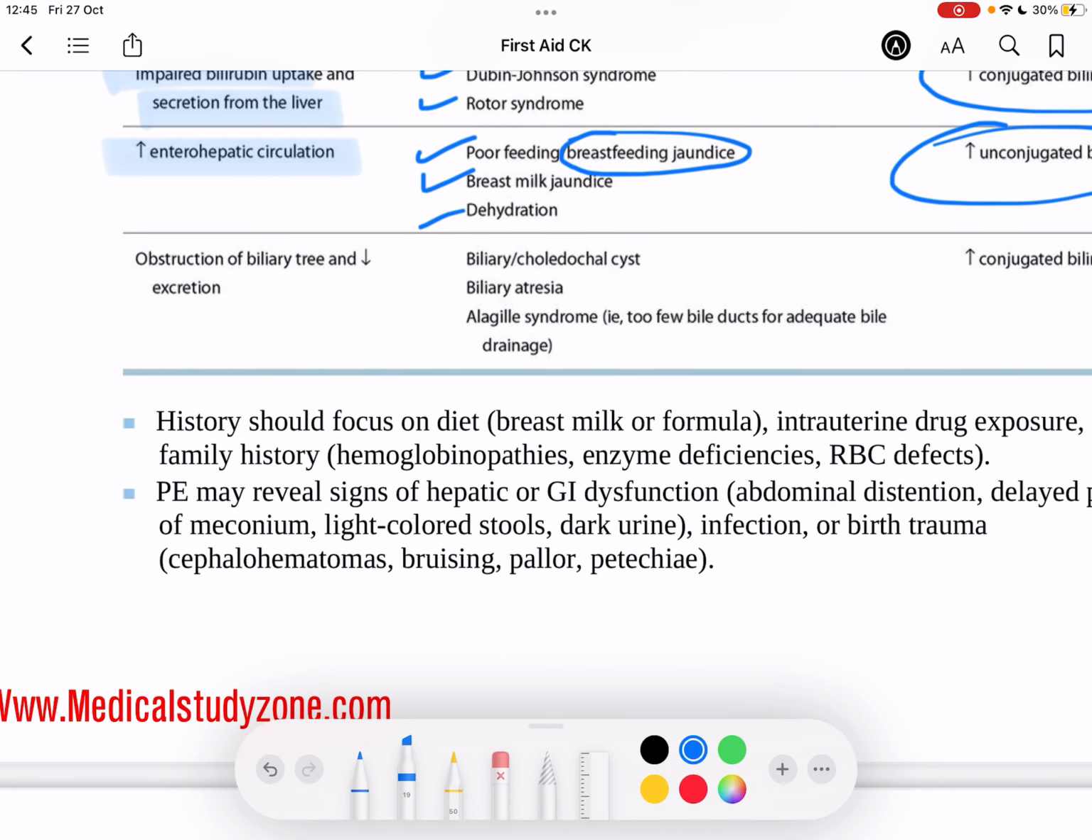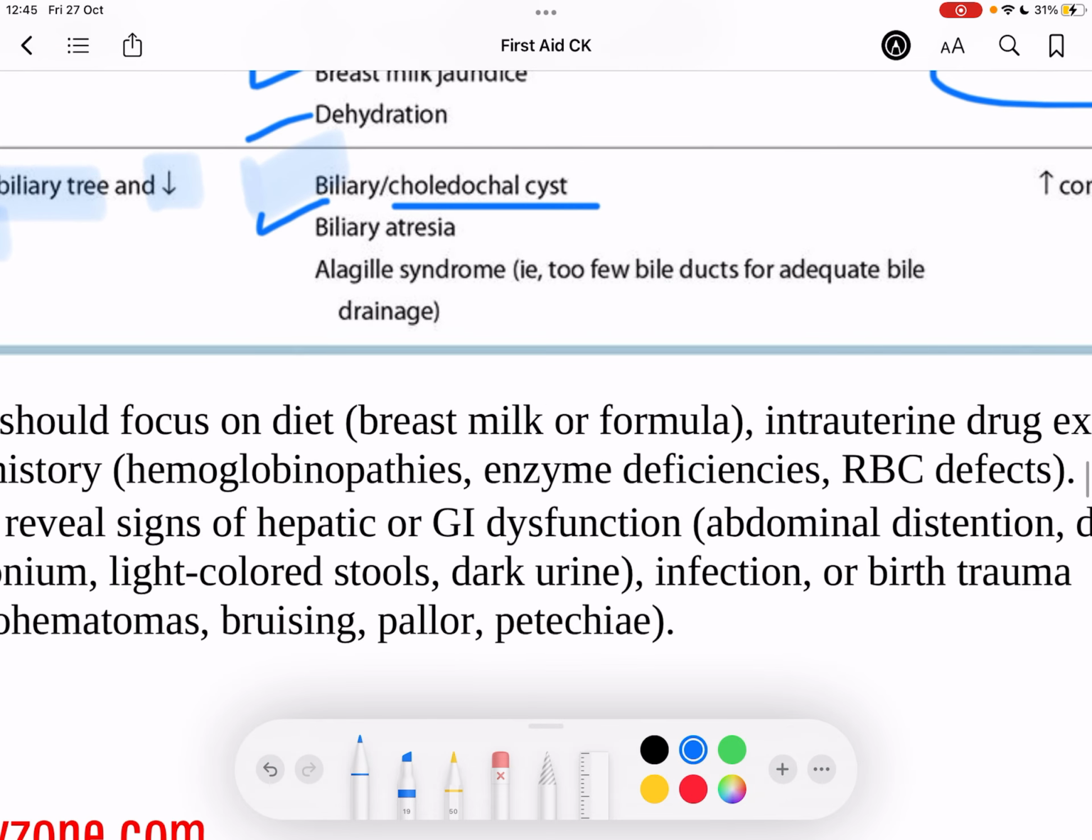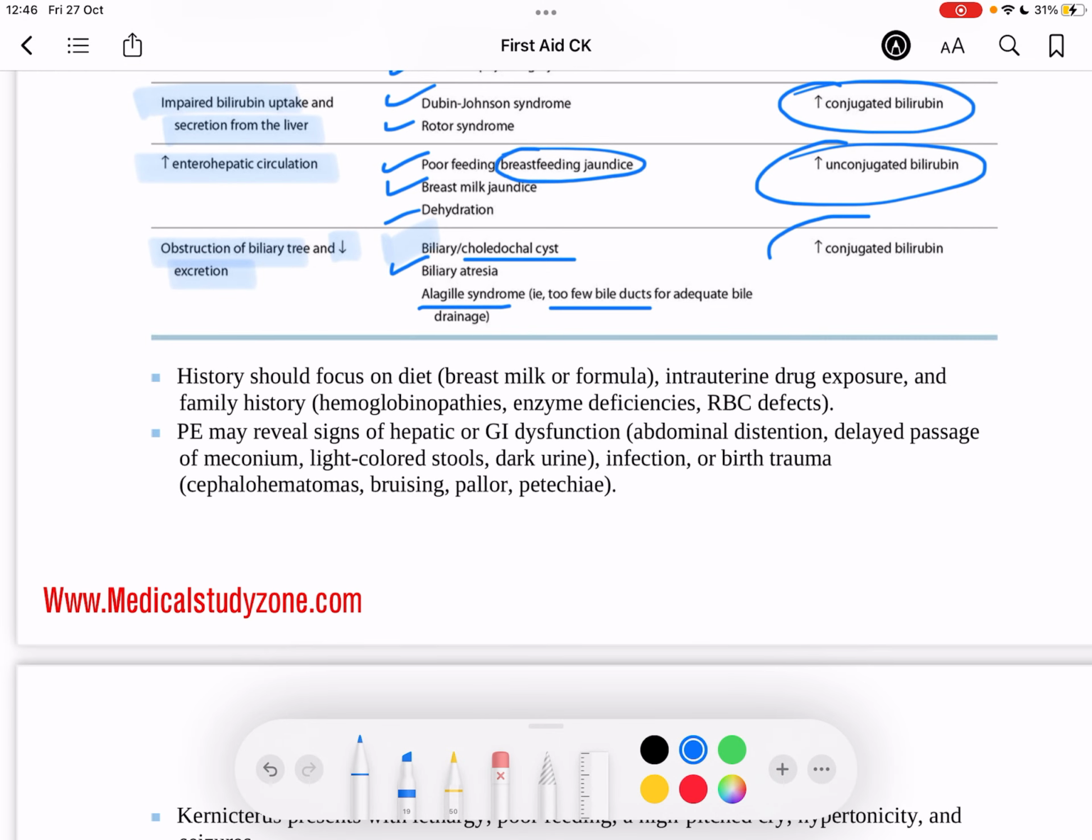And then finally, maybe it's an obstruction of the biliary tree or a decreased excretion. So this could be due to your choledochocele, i.e. your choledochal cysts. Maybe it's biliary atresia, or maybe it's Alagille syndrome, okay, which is essentially where we have too few bile ducts. So it's a congenital malformation where we have too few bile ducts. Therefore, we don't have a specific obstruction, but we have inadequate bile drainage because there's not that many ducts to drain it. And this, of course, will be a conjugated bilirubin.